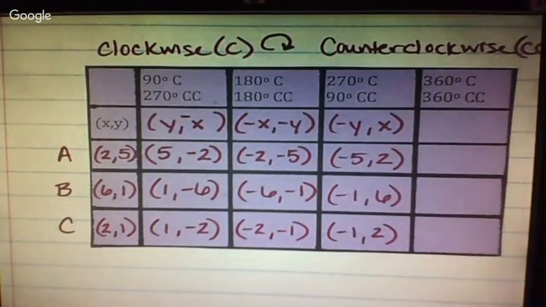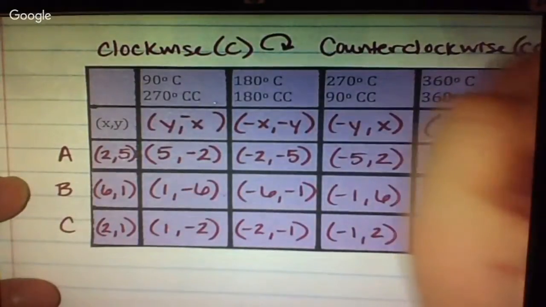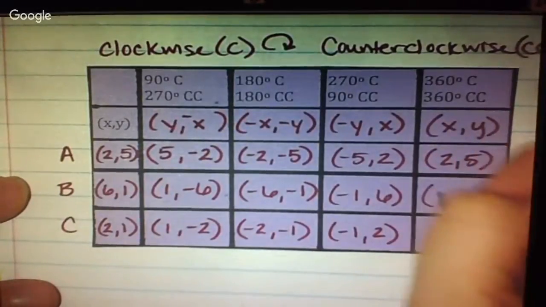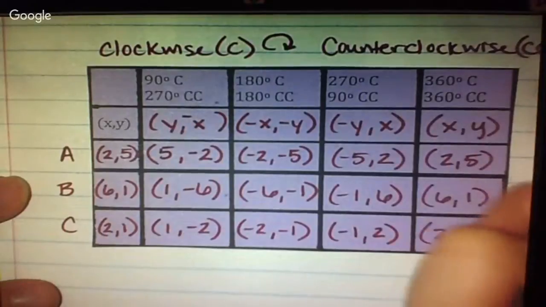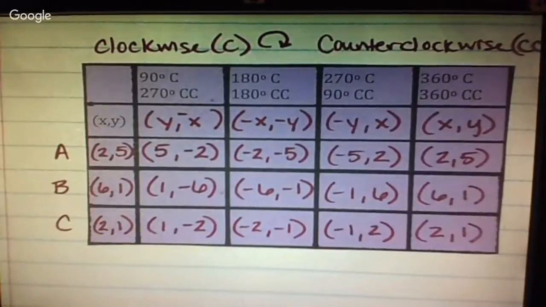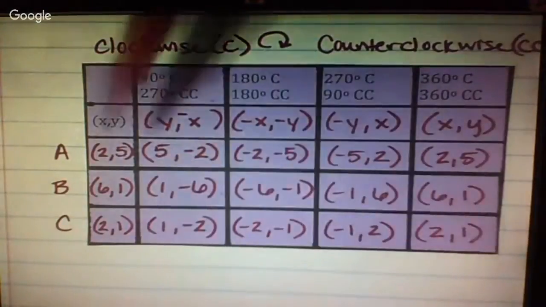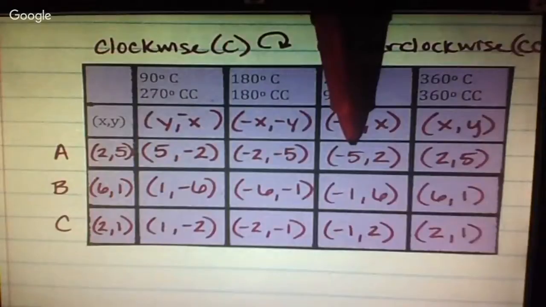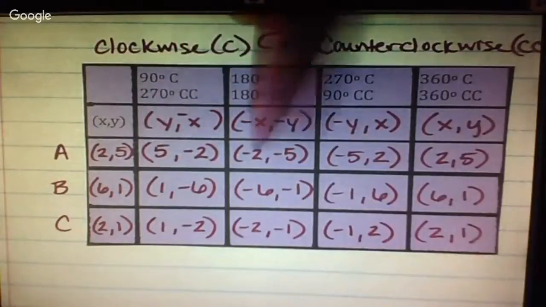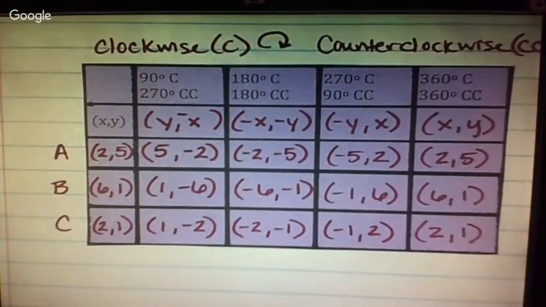The last one. What if I go a complete 360? We go back to my original points. So 360 means my points haven't changed. So I'm at 2, 5, 6, 1, and 2, 1. Because you switch these points and the first one changes signs. So when I flip 5, 2, it becomes positive 5, positive 2, and then I want that 5 to be negative. Questions?